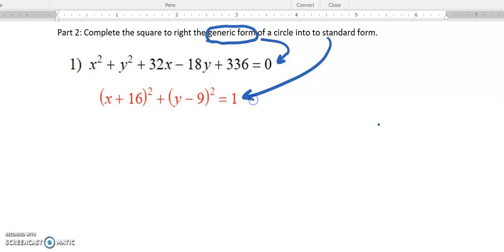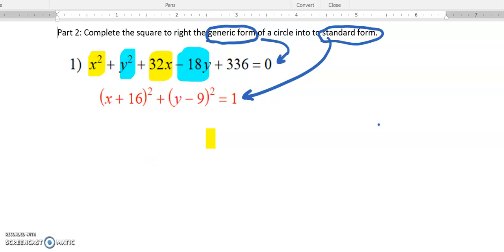Which is the one in red. Okay, that's our standard form. So we are going to go from one to the other. So what we're going to do here is I'm going to do some organization first. I'm going to get my x's together, and I'm going to get my y's together. And I'm also going to take that constant value, and I'm going to move it over to the other side.